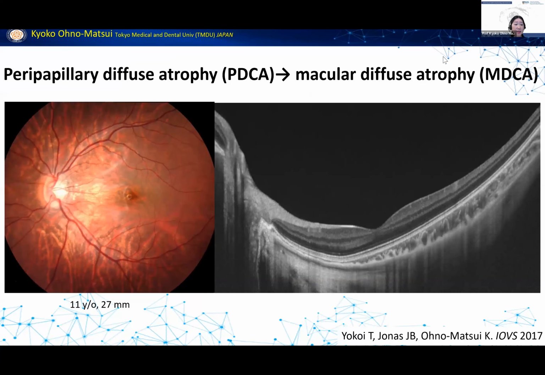And diffuse atrophy starts from the peripapillary area in childhood as peripapillary diffuse chorioretinal atrophy, or PDCA, which later progresses to macular diffuse chorioretinal atrophy, or MDCA. PDCA is characterized by an abrupt thinning of the peripapillary choroid. The transition from relatively normal choroid around the fovea to almost absent choroid is sudden. And because it's not a generalized thinning of the choroid, circulatory disturbance may not be a cause. But anyway, although the area is different, peripapillary diffuse and macular diffuse atrophy both are characterized by the extreme thinning of the choroid.